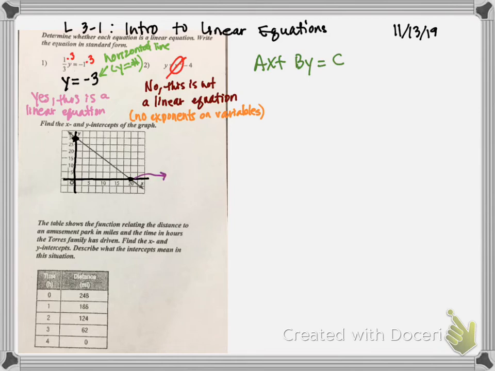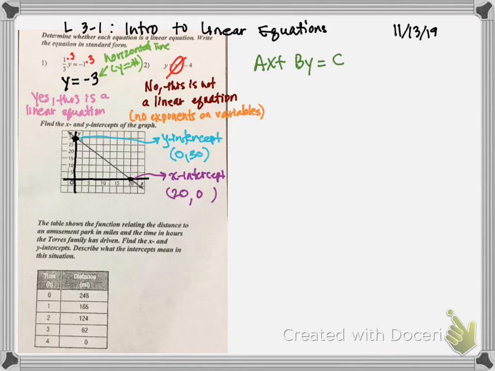Okay, now we're going to write it as an ordered pair. So what would the ordered pair be? 20 what? 20, 0. Okay. And then we have a y-intercept. And again, we're going to write it as an ordered pair. And what would it be? 0, 30. Okay, that wasn't so bad.